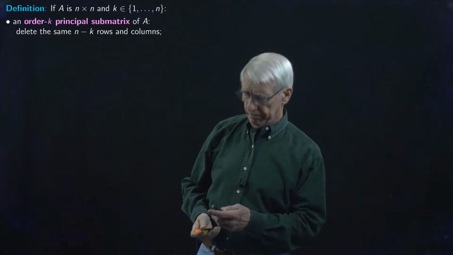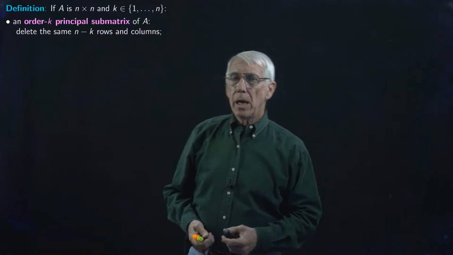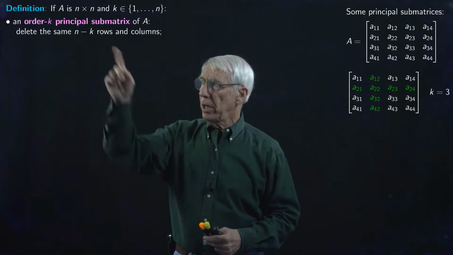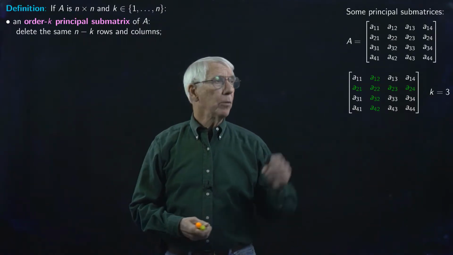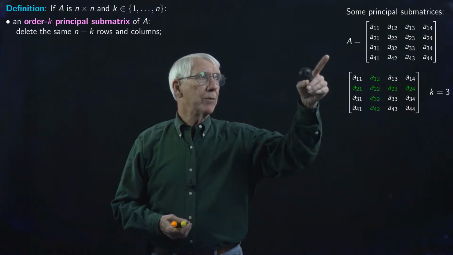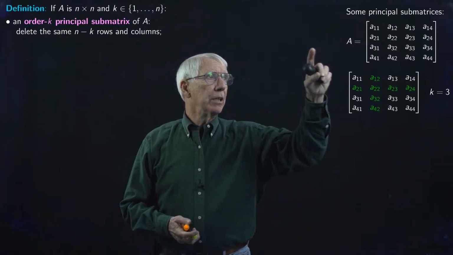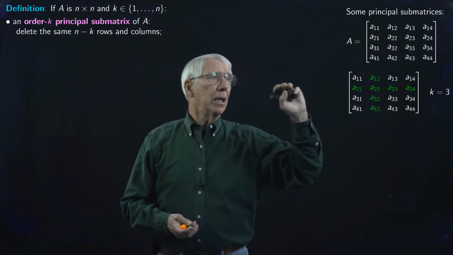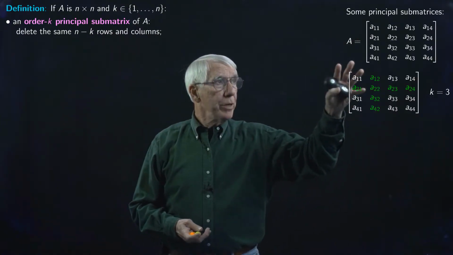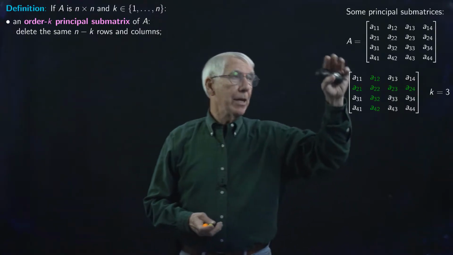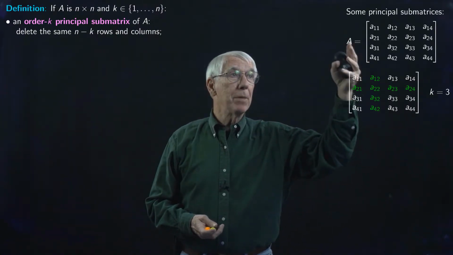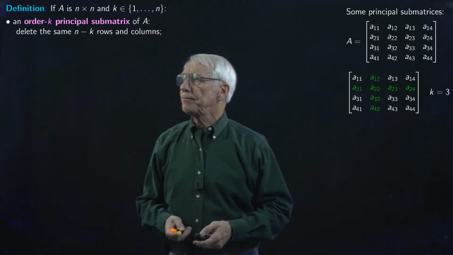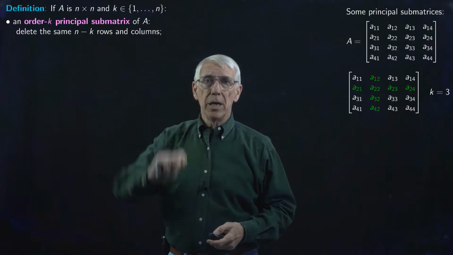So let's just take an example here. Looking at our definition, in this example there is a 4 by 4 matrix A, and I have deleted the second row and the second column, leaving me with a 3 by 3 matrix. And you notice that it's the same row and the same column, in the sense it's the second row and the second column.